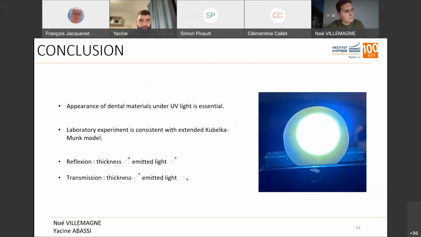And to conclude, the appearance of dental materials under UV light is essential. The laboratory experiment is consistent with the extended Kubelka-Munk model. For the reflection, when the thickness increases, they emit more light. And for the transmission, when the thickness increases, the emitted light decreases.